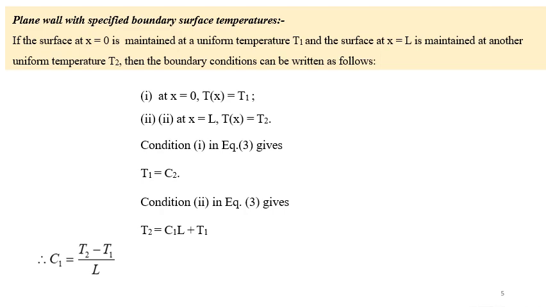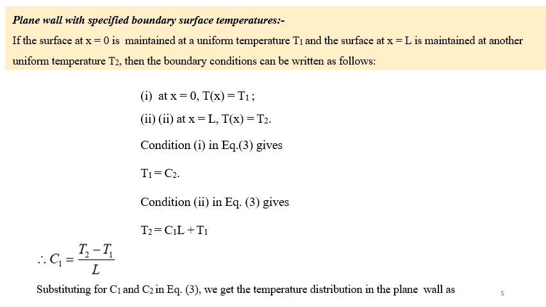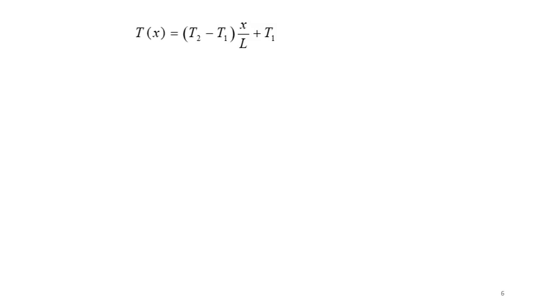T2 minus T1 divided by L. So substituting those values in equation 3, we already have equation number 3, isn't it? So substituting C1 and C2 in that equation, the equation will change to T of x is equal to C1 x plus C2. C1 is equal to (T2 minus T1) divided by L, and C2 is equal to T1. So T of x is equal to (T2 minus T1) divided by L into x, plus T1.